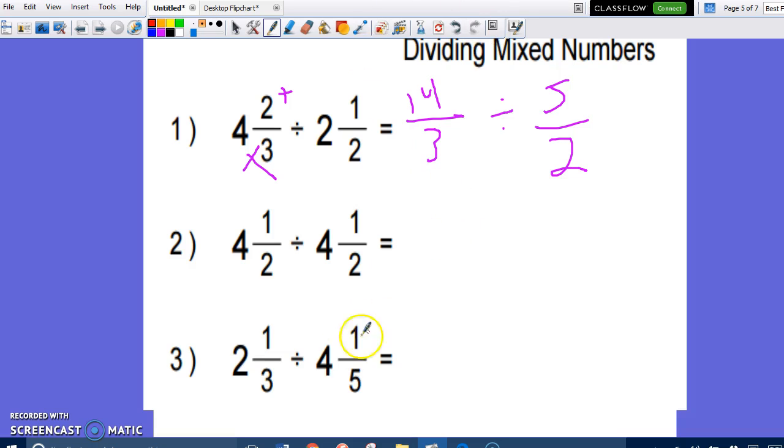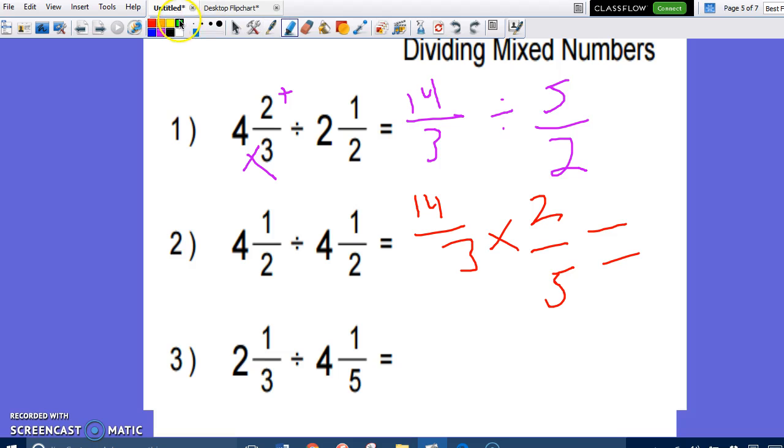How do we do that? Keep the first one the same. Change it to a multiplication problem. The reciprocal is what needs to go here. The reciprocal just means to flip it. So that's not 5 over 2 again, it should be 2 over 5. Okay? 2 over 5, that's the reciprocal. It is flipped. Don't flip the first one. Always just the second one.